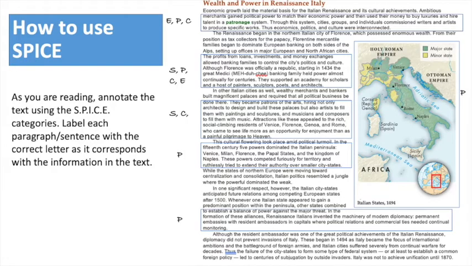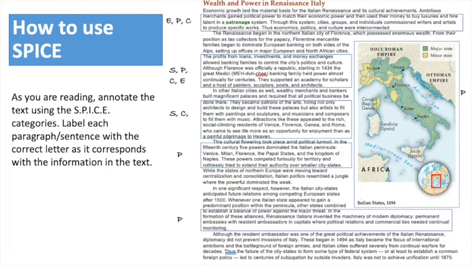So for example, here, I am showing you how to annotate using SPICE. So notice here where it says, merchants gain political power to match their economic power, then use their money to buy luxuries and hire talent in a patronage system. So here I put economic, political, and cultural because it talks about writers and artists are producing specific works of art, right? And that's culture.